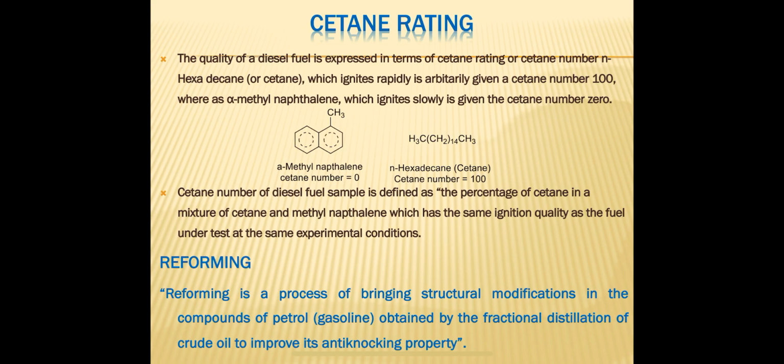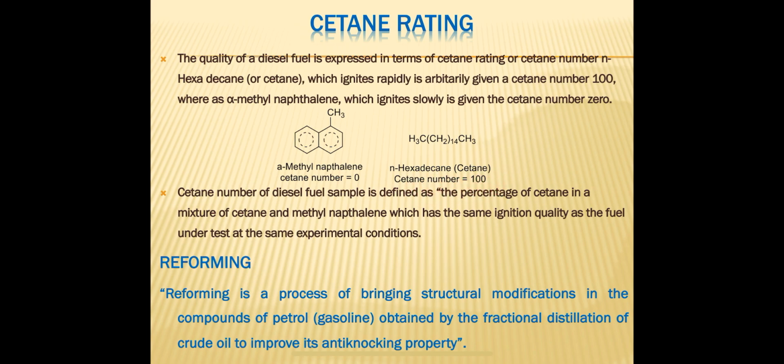And next is the cetane rating. As I told, the cetane rating is a method which is used to know the anti-knocking properties of diesel. The quality of a diesel fuel is expressed in terms of a cetane rating or cetane number. Here also we will have a linear scale. That means we will consider one compound which has a cetane number of 0, and another one having a cetane number of 100.